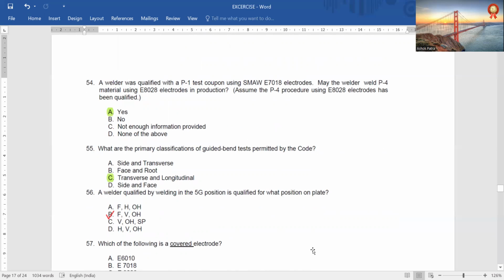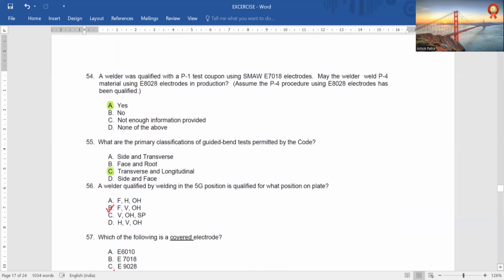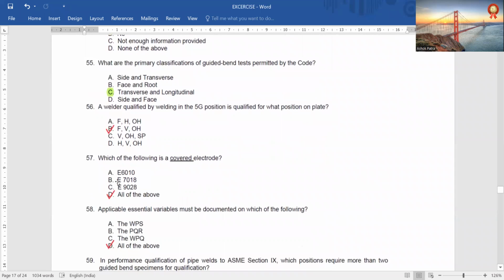Which of the following is a covered electrode? All 6010 covered means only coating. So E is for electrode. So all covered. If bare metal, ER.